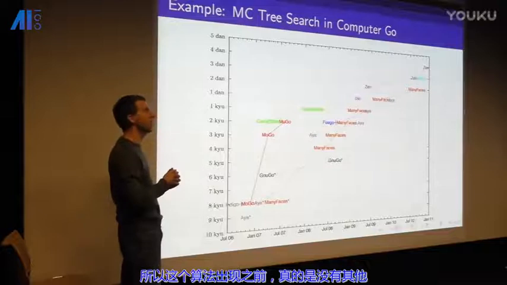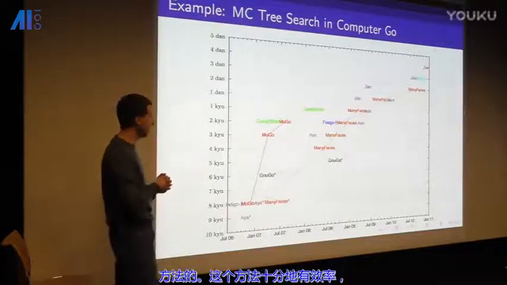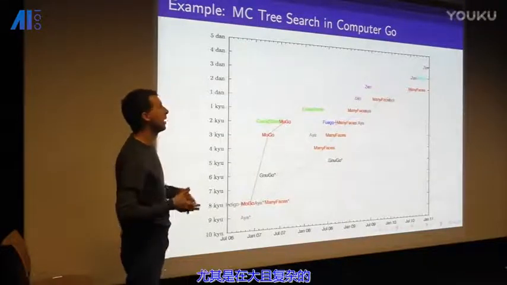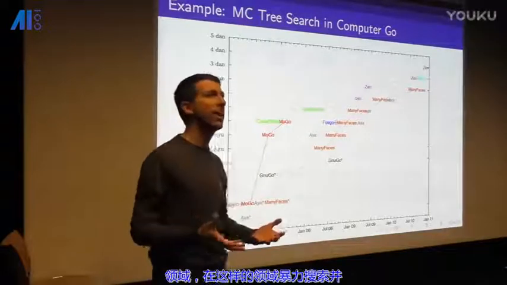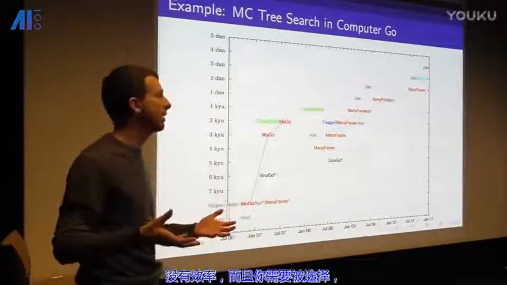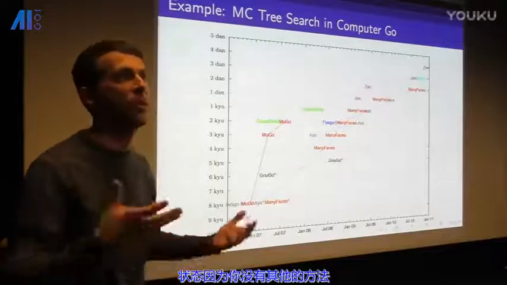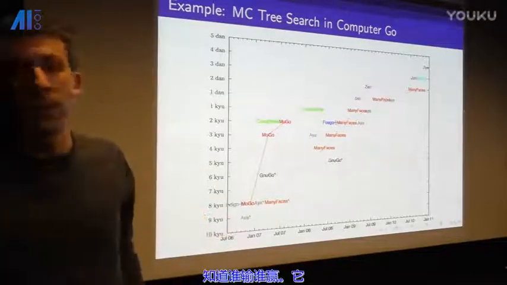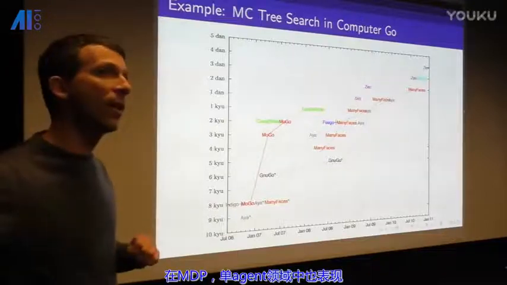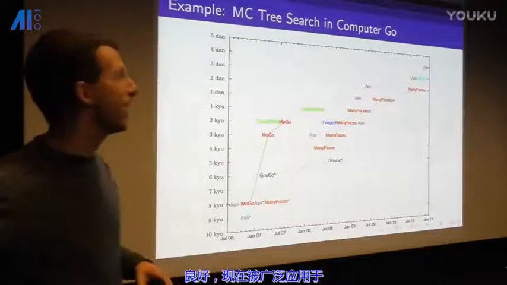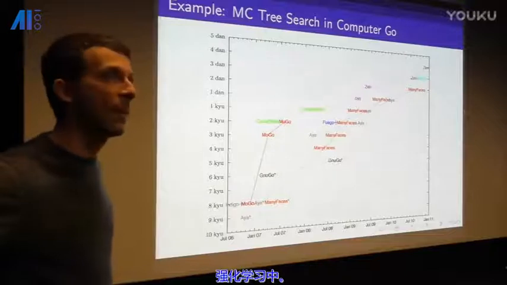So until this algorithm came along, there was no alternative really. So it's very effective, particularly in large, complicated domains where brute force search isn't effective, and you need to be selective and you need to dynamically evaluate positions because you have no real idea of who's winning or losing otherwise. It also works very well in MDP, single agent domains. It's a widely used tool across reinforcement learning now.